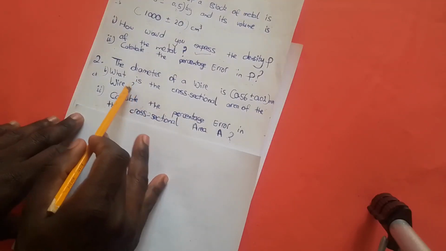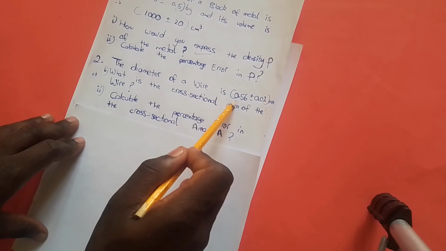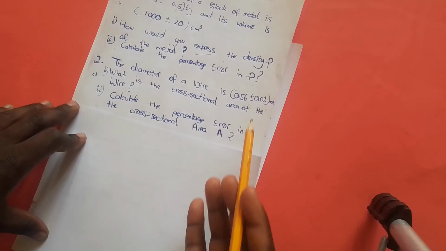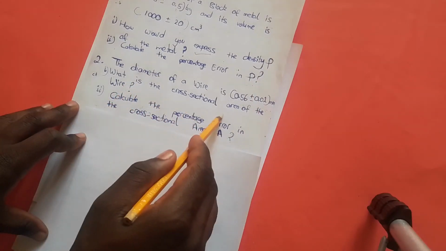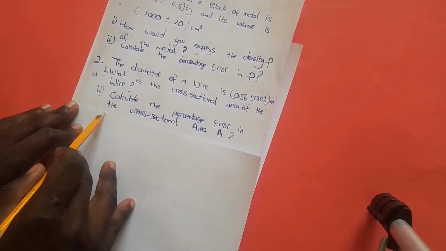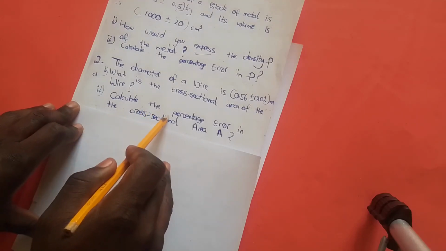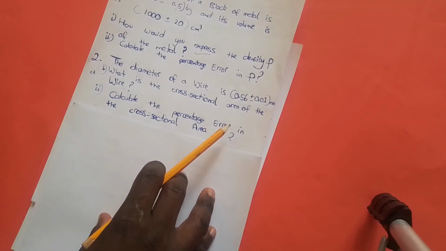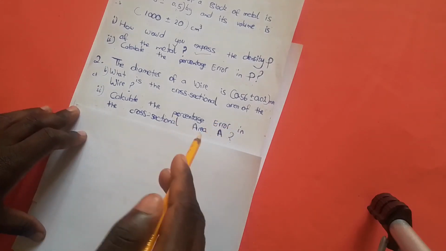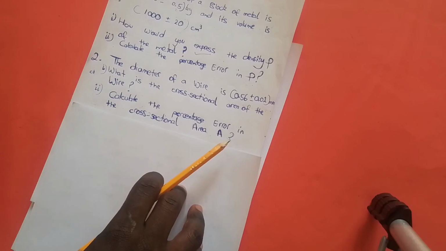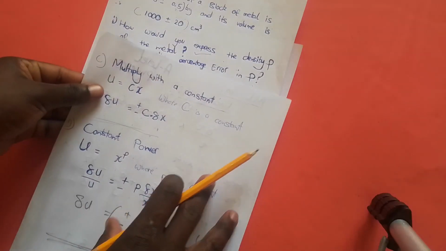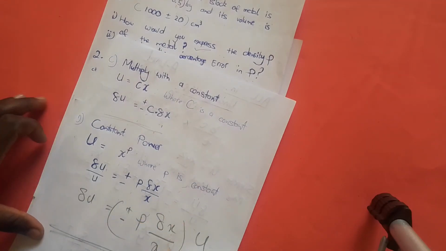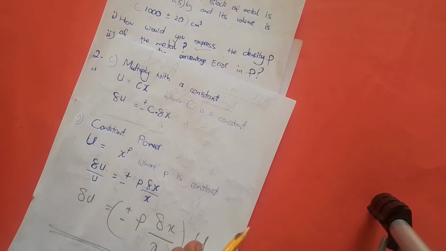Question 2 reads, the diameter of a wire is 0.056 plus or minus 0.1 millimeters. So item 1 of the question is asking what is the cross-sectional area of the wire? And item 2 is asking to calculate the percentage error in the cross-sectional area of the wire. Okay, so before we attempt to solve question 2, I want you to take note of something here. These are the last concepts in uncertainties that we're going to go through in this question.